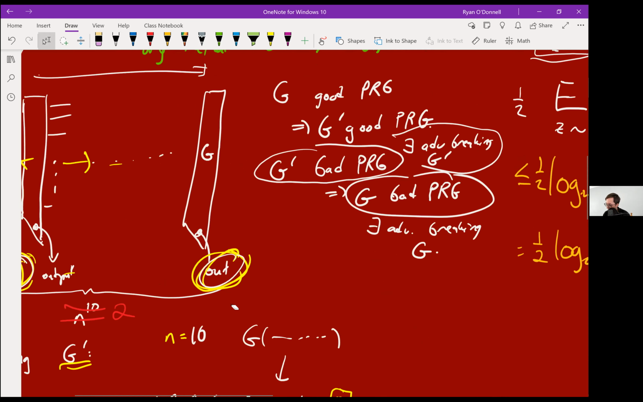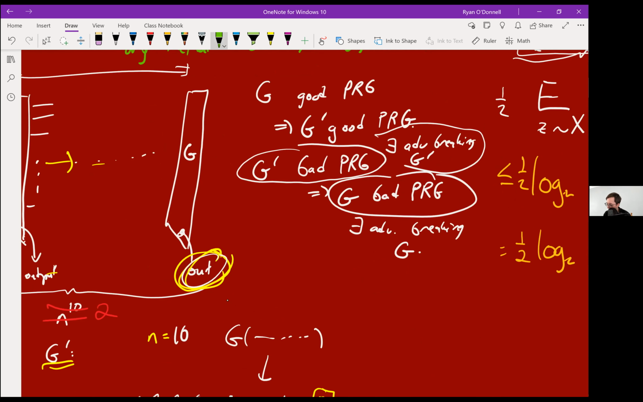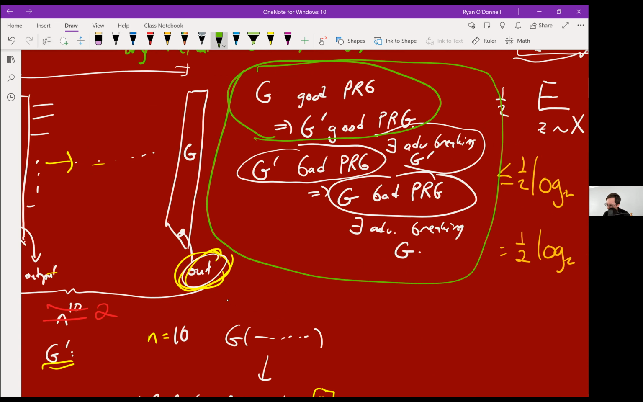Maybe this will help: over here, this is what we were originally asked to show. If G is a good pseudorandom generator, being vague here, then G prime is a good pseudorandom generator. The contrapositive of that is that if G prime is a bad pseudorandom generator, then G is a bad pseudorandom generator. I see. Okay, cool. And what is the definition of G prime being a bad pseudorandom generator? It means there exists some adversary that can break G prime. Right. So we have to conclude that there's some adversary breaking G.